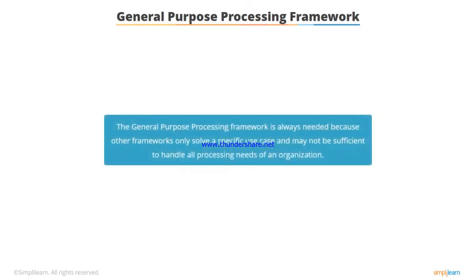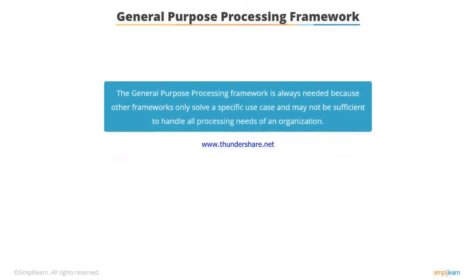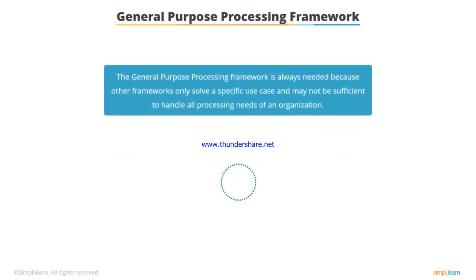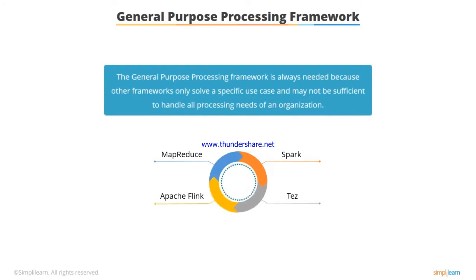The general-purpose processing framework is always needed, because other frameworks only solve a specific use case and may not be sufficient to handle all processing needs of an organization. Common frameworks in this category are MapReduce and Spark, Tez, or other newer frameworks.